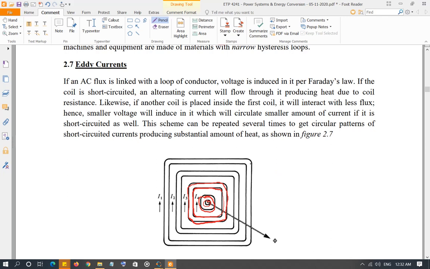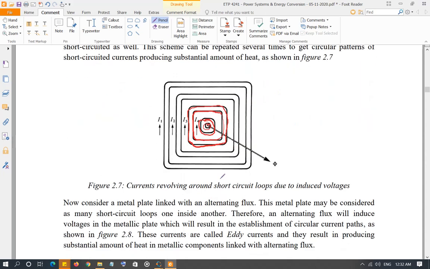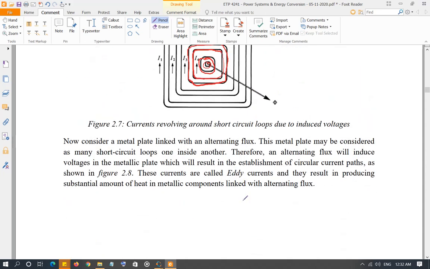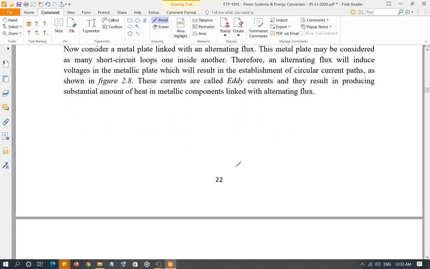Now remember, whenever current starts flowing, what's going to happen? It is going to produce heat in the core. Again, the core has some resistance. It's a conductive material, so it has some resistance, and it's going to start producing heat. These currents are called eddy currents, and of course, due to the eddy currents, the core heats up and energy is lost. So this is called eddy current loss.